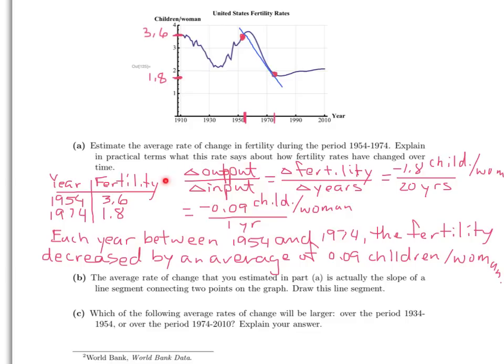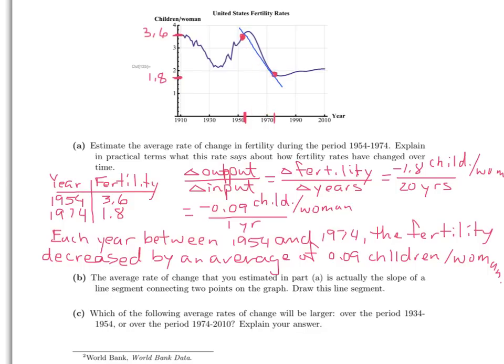This formula, change in output over change in input, calculates both the average rate of change and the slope. They are exactly the same thing. So the negative 0.09 that we calculated is actually the slope of this line right here. It's both the rate of change of fertility over this period, and also the slope of this line segment.